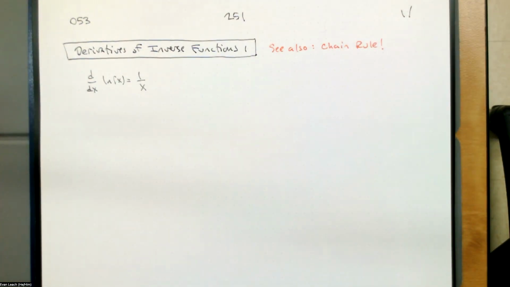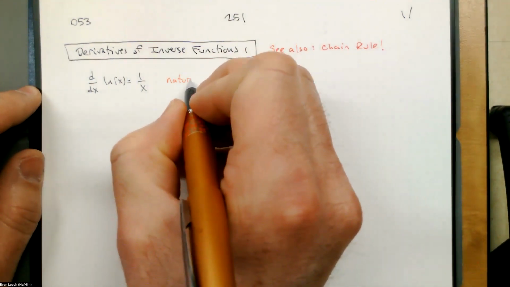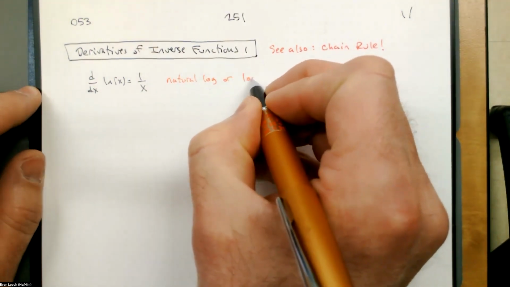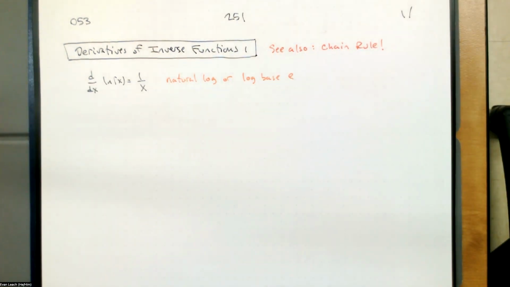The derivative of natural log of x is 1 over x. Natural log of x is the log base e of x. So this is natural log or log base e. This is one that we need to know. The derivative of natural log of x is 1 over x.